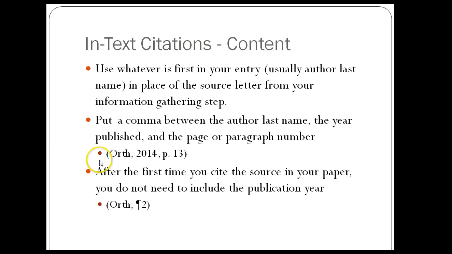The nice thing about APA is the first time you use that source, you need to put the year in there. After that, you don't have to. Now, when you get more precise later on, you might have a professor or teacher say you need to use the year the first time in each paragraph. But for our purposes at this stage of the game, we're going to simplify that by having you just do the author last name, the comma, the paragraph symbol, and the number, or the P period space and the number. And again, the period comes after both of those because it's at the end of a sentence.